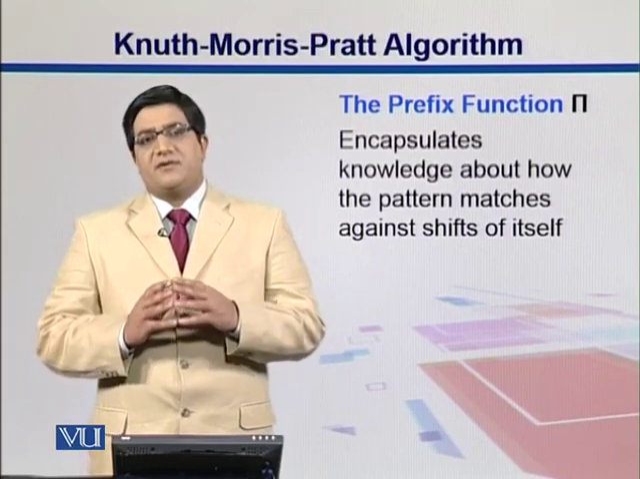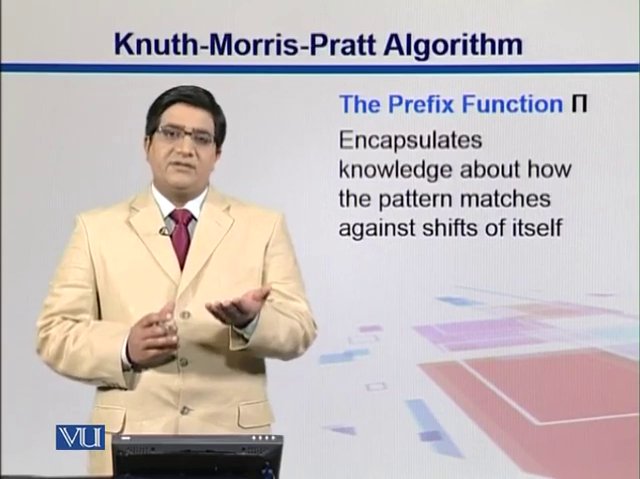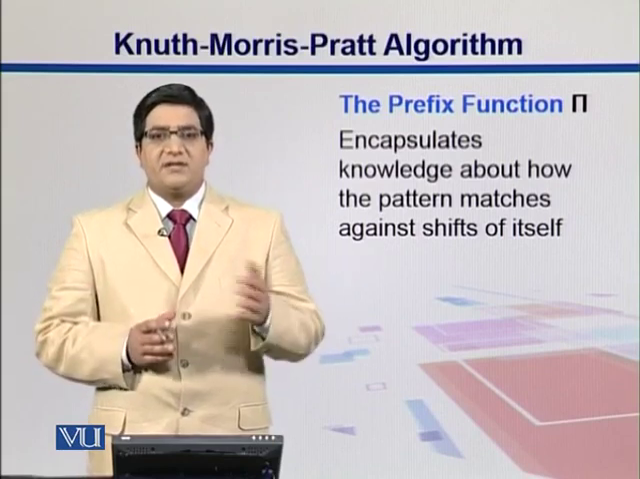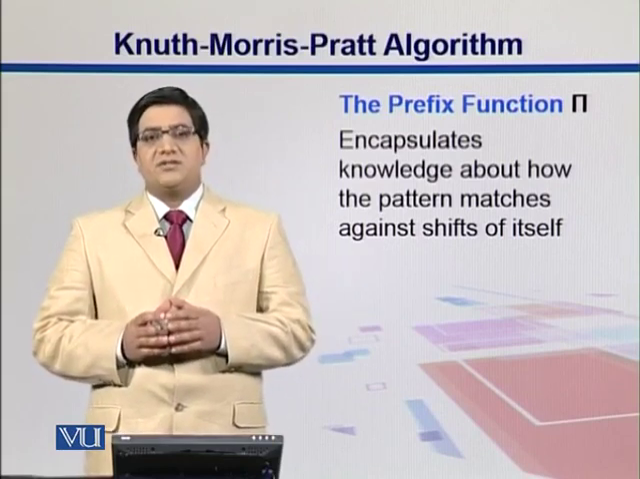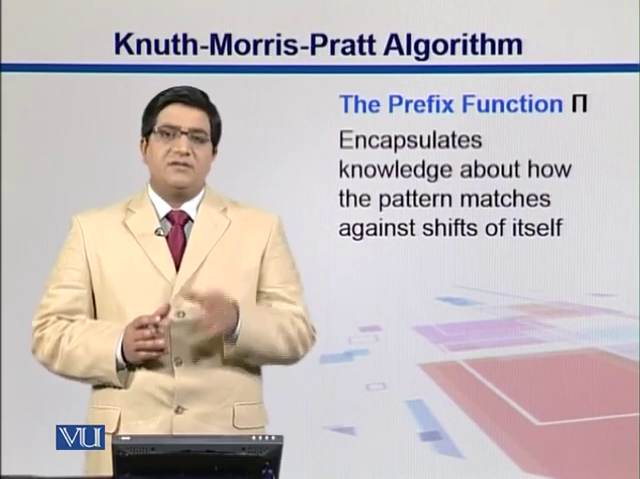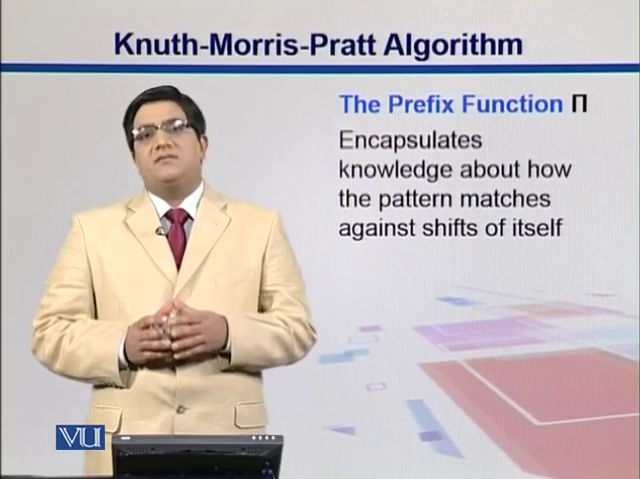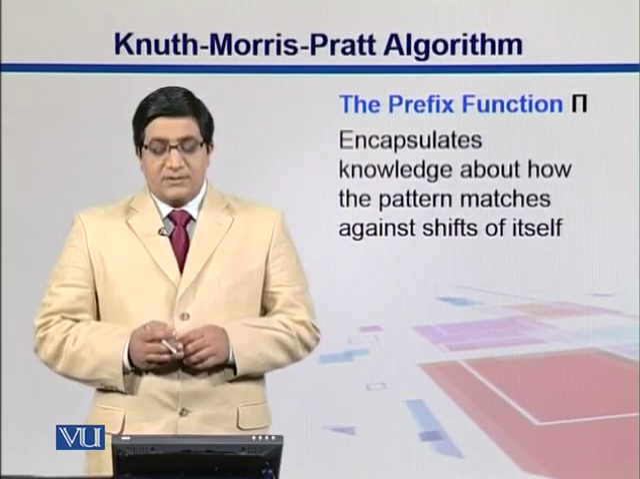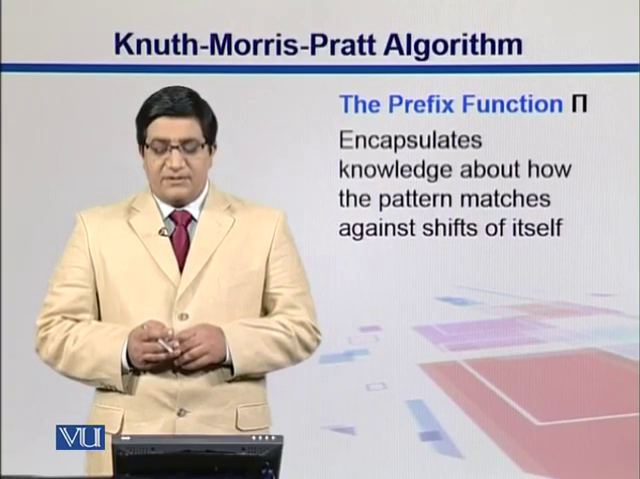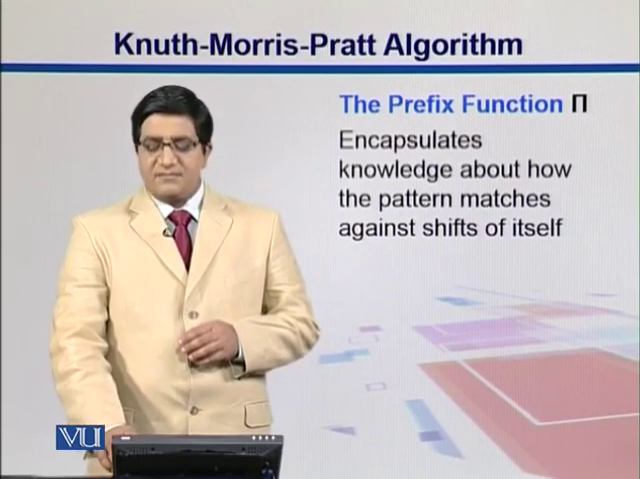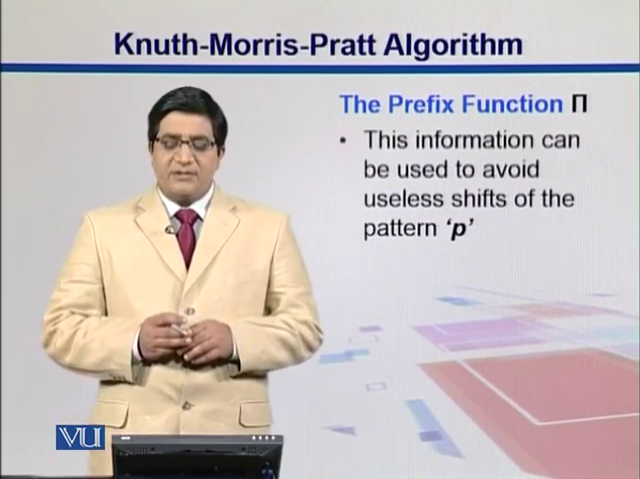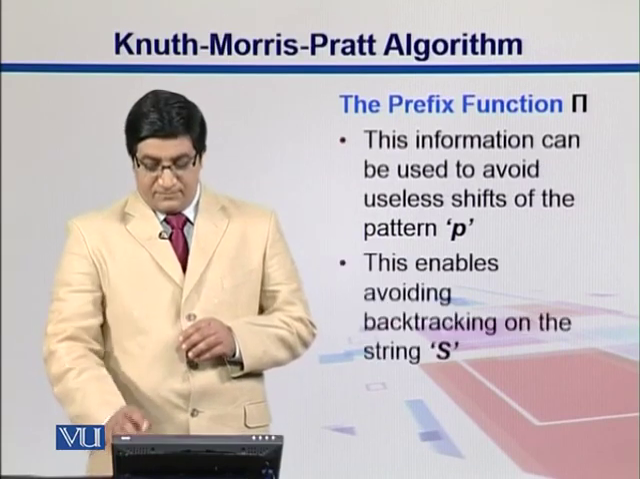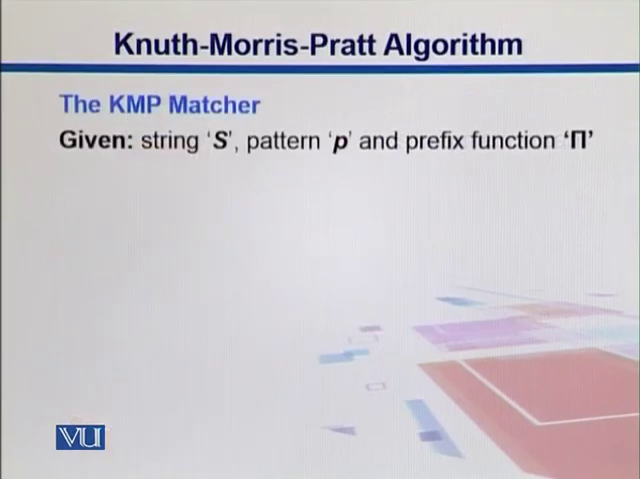Actually, when these algorithms were written, they were not aiming at DNA nucleotides or amino acids. They were for any kind of text search. So it can be text coming from binary strings, ones and zeros, or what you do in Microsoft Word or PowerPoint. All those word matches, even alphabets of any language, can be matched. So the prefix function encapsulates the knowledge about how the pattern matches against shifts of itself, and this information can be used to avoid useless shifts of pattern P. In this way, we are avoiding the backtracking.